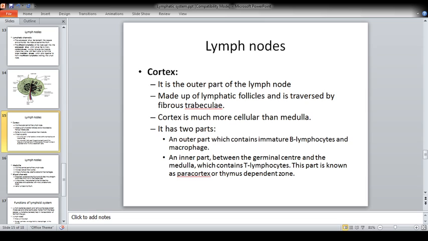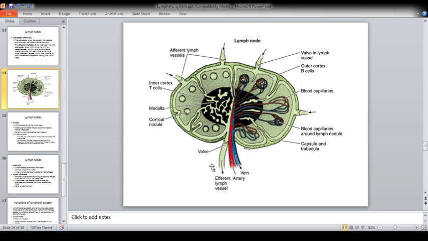Now let's talk about the cortex. Cortex is the outer part of the lymph node which is made up of lymphatic follicles and is traversed by fibrous trabeculae. So this whole part is the cortex, which is present below the subcapsular sinus and above the medulla.